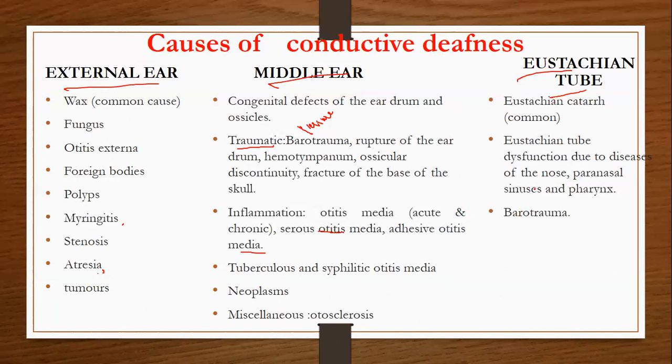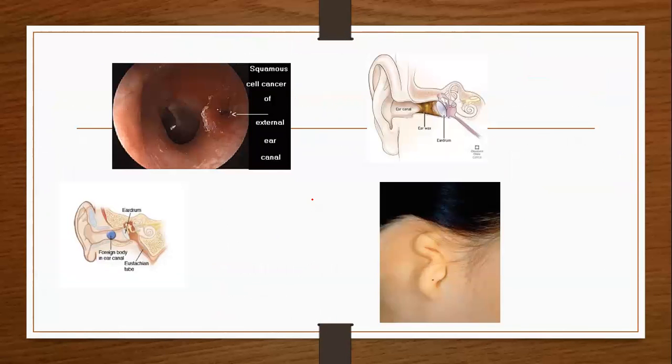So this is a picture of neoplasms in the ear canal. This is the growth of cancerous tissues, and this is the picture of wax. This is impacted wax. This is a foreign body. Then this is a neoplasm. This is atresia, a congenital anomaly.